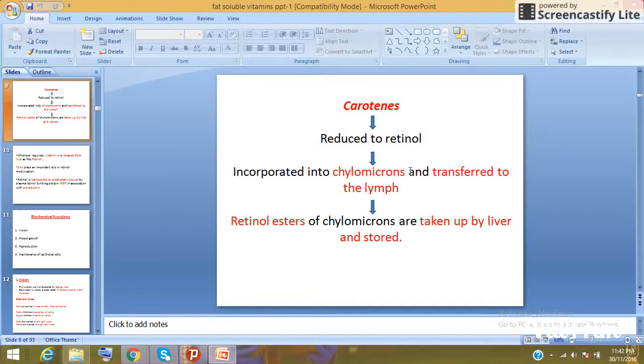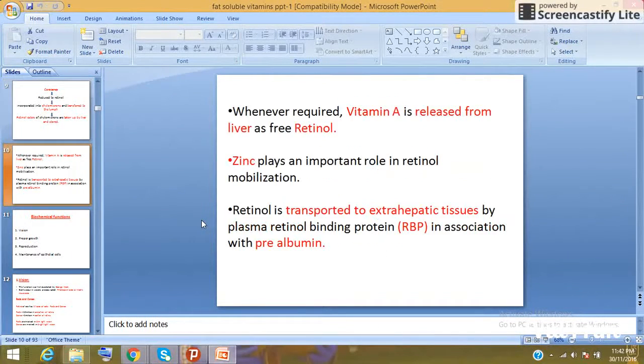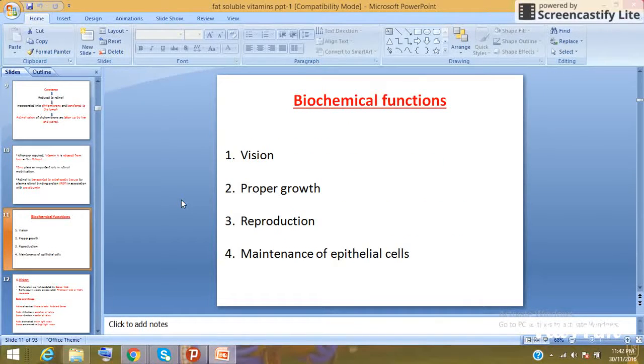It's incorporated into chylomicrons and transferred to the lymph. Retinyl esters of chylomicrons are taken up by the liver and stored. These are stored in the liver, and whenever required, they will be released in the form of retinol. Zinc plays an important role in the mobilization of retinol. Retinol is transported to extrahepatic tissues by plasma retinol binding protein in association with prealbumin.